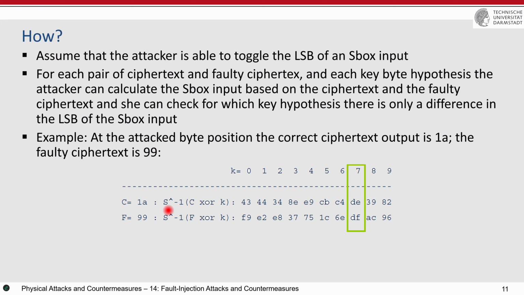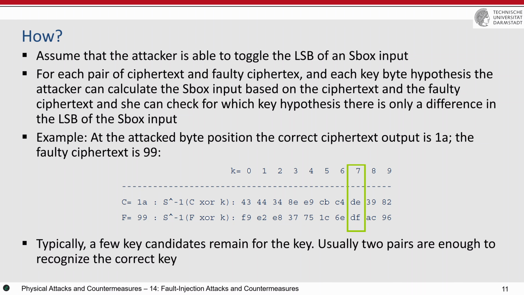Then you guess the key and calculate backwards from the ciphertext to the input of the SBox: SBox inverse of the ciphertext XOR key, with k equals 0 up to, of course, k equals FF or 255. You calculate the output of this SBox inverse for both, and then you check the difference between them. You check whether the difference is only the LSB. You see that for key equals 7, they have a difference of only the LSB. Then you say 7 is one of the key candidates.